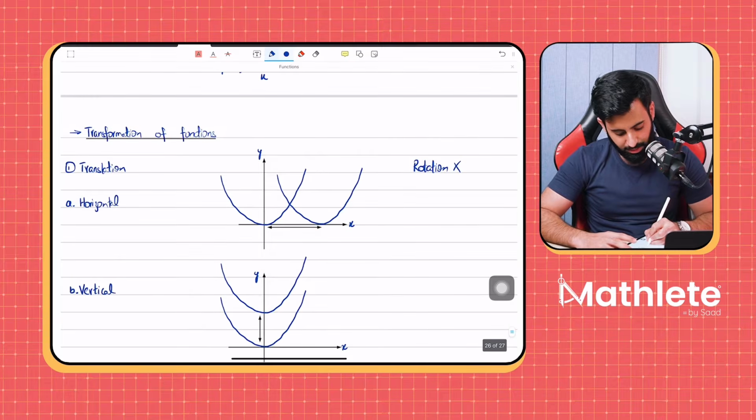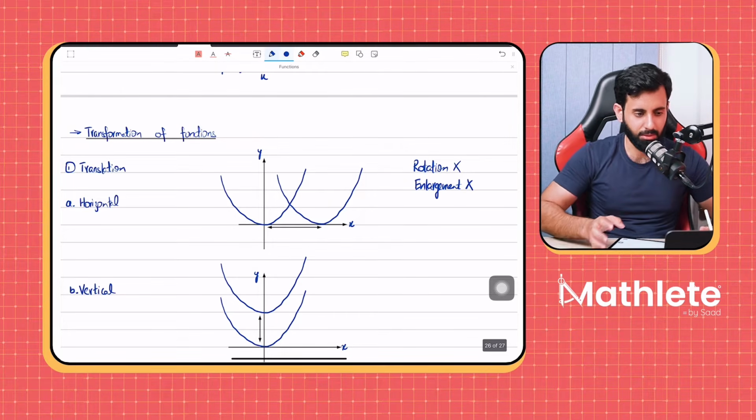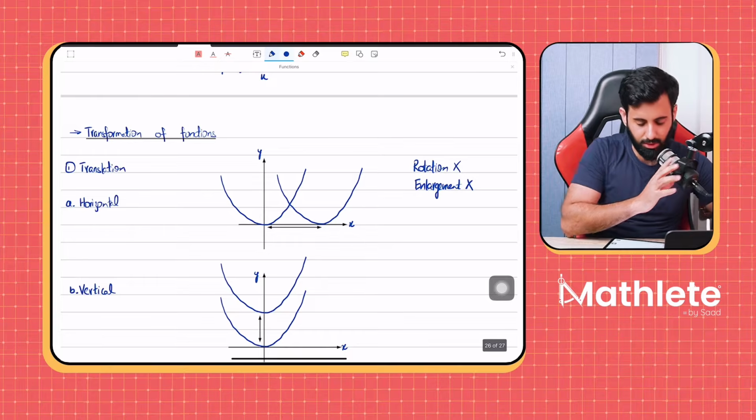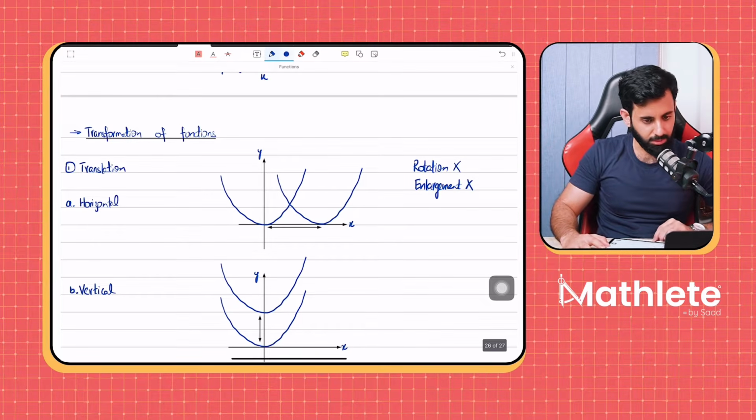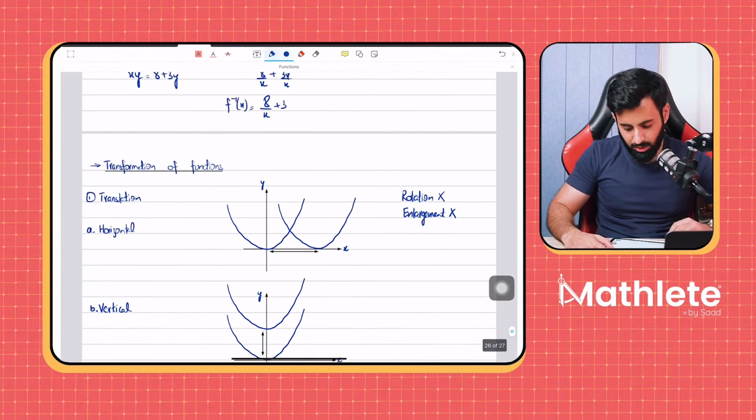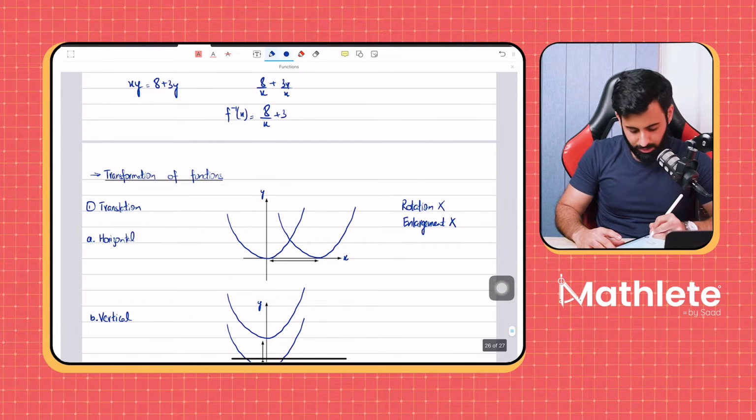Okay. So the two transformations that we don't have in our syllabus are rotation and enlargement. Okay. So if you ever think that a certain transformation is a rotation, you're probably wrong because we don't have that in our syllabus. Okay. So any questions so far? If yes, please feel free to ask.